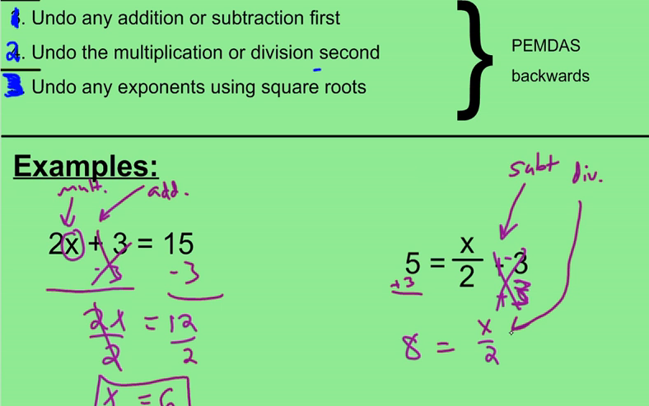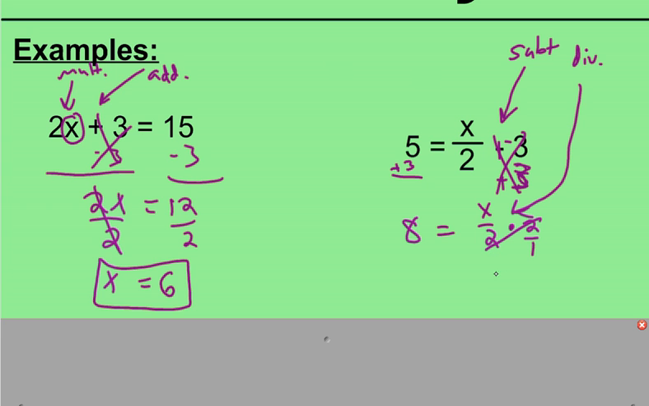So how do we undo division? It's dividing by 2, so we're going to undo it by multiplying by 2, or 2 over 1. Okay, because that'll take care of the 2's. 2 over 2 is just 1, so it cancels out. So now we're left on the right side with x over 1, which is the same thing as x.